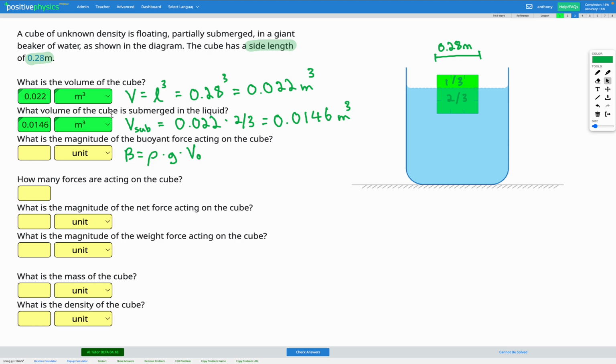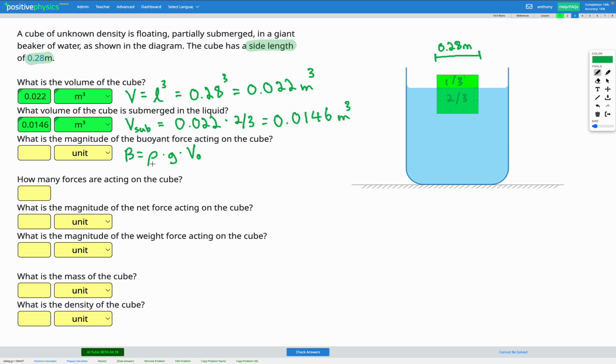Awesome, okay, so we've got the volume of the cube submerged in the liquid. Now we need to find the buoyant force acting on the cube. Again, we're using this equation. Remember that the density is the density of the liquid, not the density of the object itself.